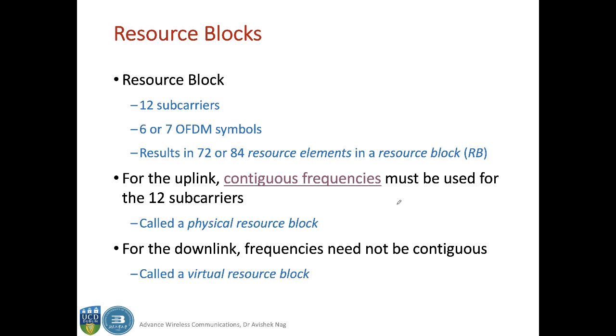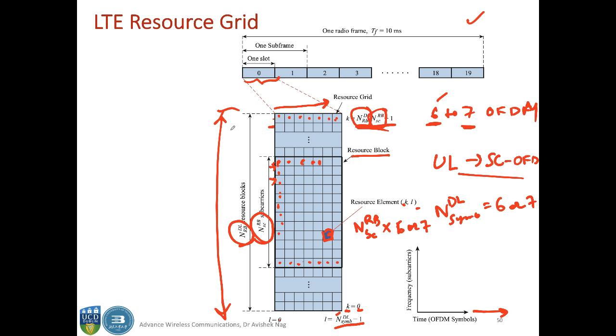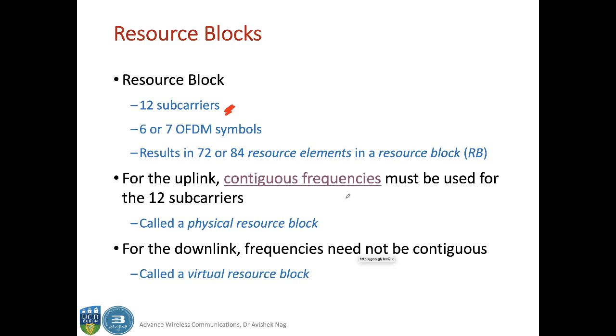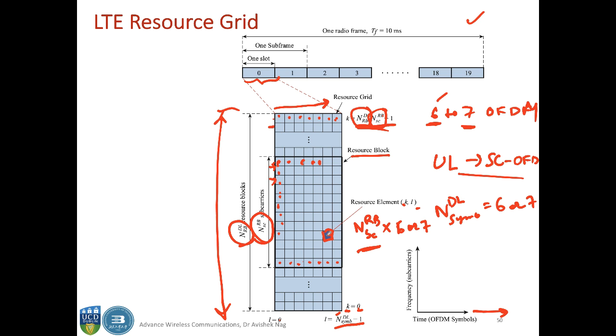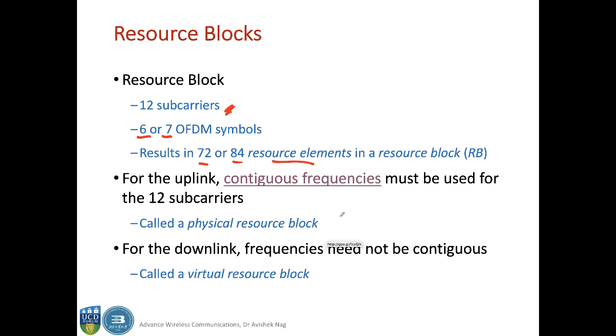So resource block, so there are 12 subcarriers actually. Okay, so this number N RBSC, this is basically 12. Okay, and then you have 6 or 7 OFDM symbols. So therefore each resource block will have 72 or 84 resource elements. So these resource elements, these are the small squares here. Okay, so there will be 72 to 84 resource elements.